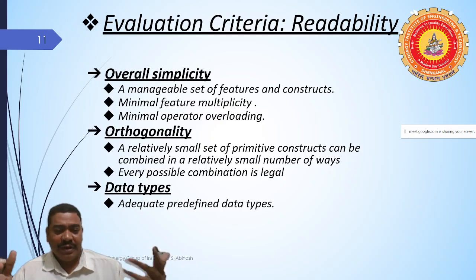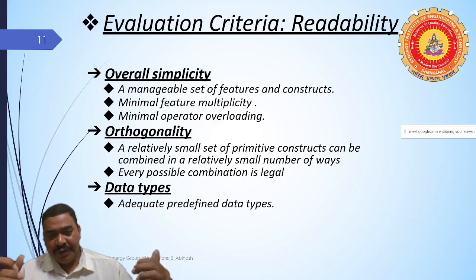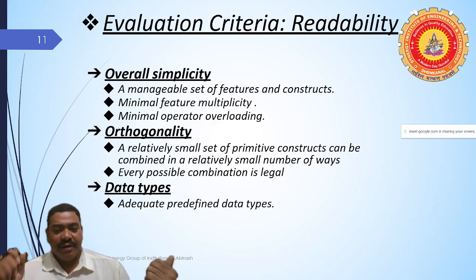So in which programming language that is accepted, and in which it is not accepted, we have to analyze that also whenever we are evaluating a programming language. And the last one is the data types. Adequate predefined data types, or the primitive data types. For every programming language, there are some primitive data types defined. There are two types of data types: one is primitive, and another is the derived data type, or the secondary data type, you can say the abstract data type. So an adequate number of predefined data types should be there in the program.